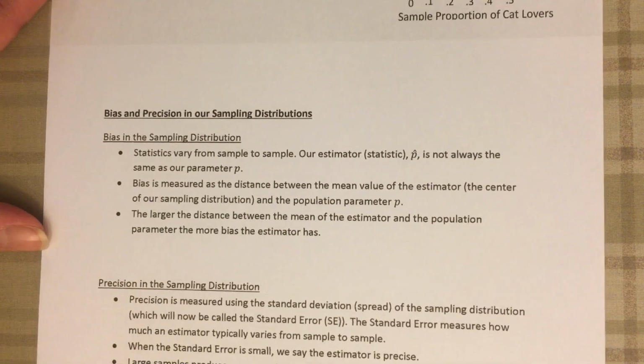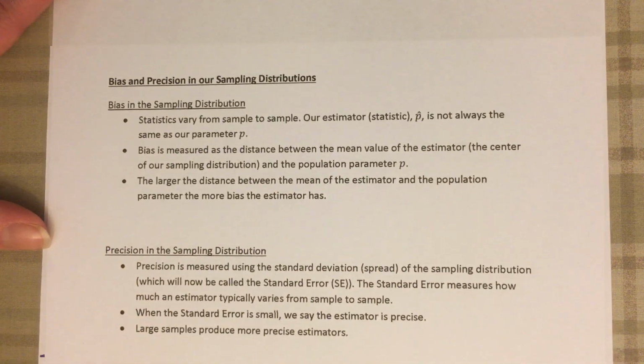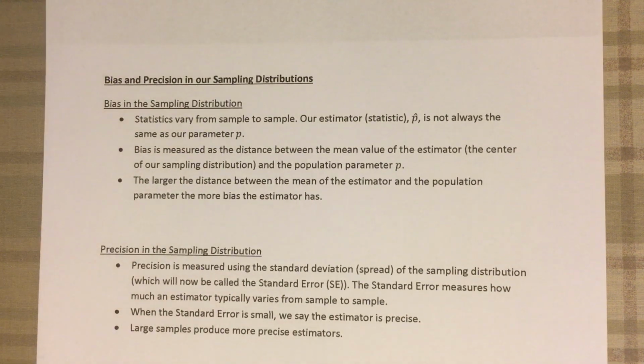All right, so connecting all of these ideas together that we've talked about so far. Bias and precision are something that we want to look for in our sampling distributions. We've already seen in our table that based on our sample, our statistics are going to vary. Our p hat is not necessarily always the same as our p. What we want to focus on here is how we find our bias. Our bias is measured as the distance between our mean value of our estimator and the population parameter.